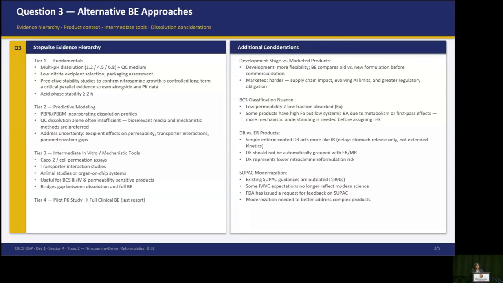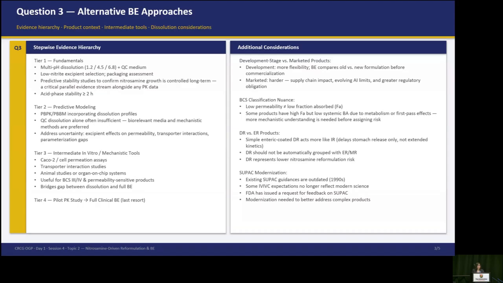And then I move on to the question series. Here we are discussing the alternative BE approaches. For the question series, the group proposed the stepwise evidence hierarchy. Tier 1 will be the fundamental laboratory work. We proposed to conduct the multi-pH dissolutions plus the QC media dissolution testing.